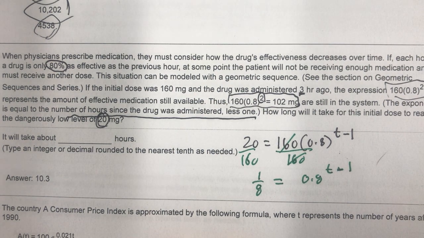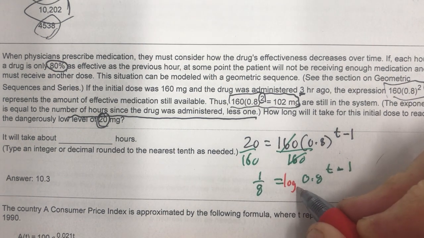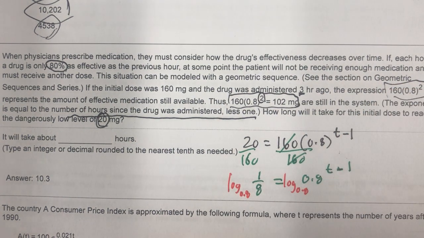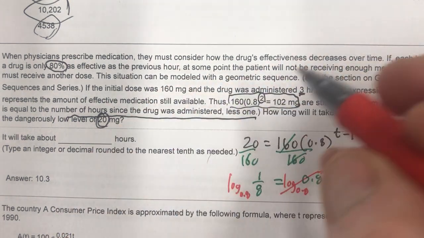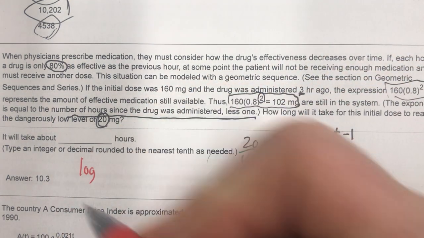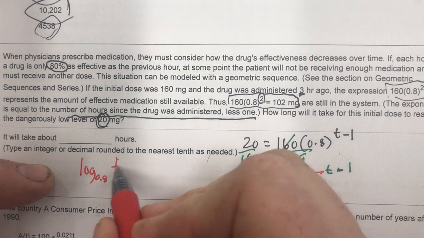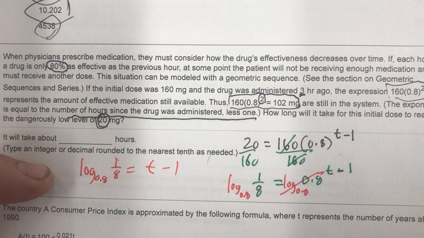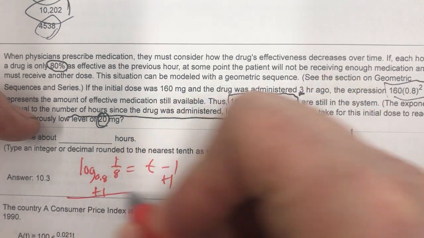Okay, so there's where we're standing at right now. Which means I'm going to have to do a log base 0.8, which makes this cancel off. So let's take it over here. Log base 0.8 of 1/8 equals t minus 1. So I'm going to add 1, which makes this go away.